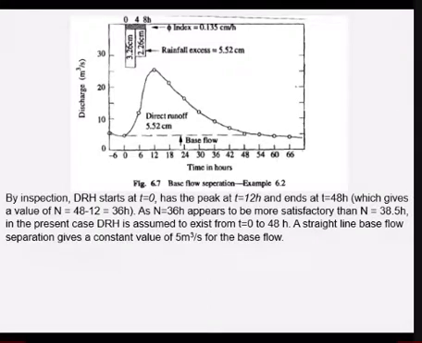As N equal to 36 hours appears to be more satisfactory than N equal to 38.5 hours, in the present case the DRH is assumed to exist from T equal to 0 to 48 hours. A straight line base flow separation gives a constant value of 5 cubic meter per second for the base flow.